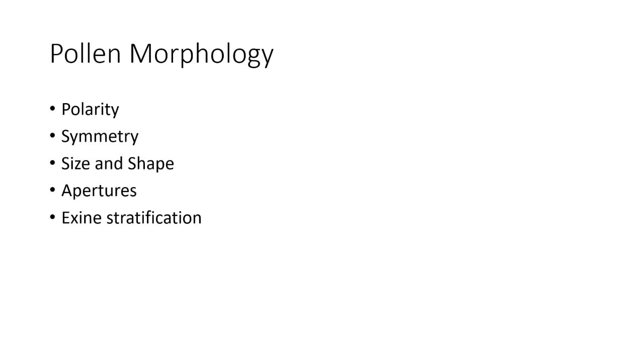So after polarity and symmetry, next one we have is size and shape. Now pollen grains are visible to the naked eye, but if you want to see the detailed structure like exine, intine, then apertures and everything, then you have to see it under a microscope. So what about the size and shape? As far as the size of the spores or pollen grain is concerned, it ranges from 10 to 200 micron. Micron is 10 raised to minus 6 meter or 10 raised to minus 3 millimeter.